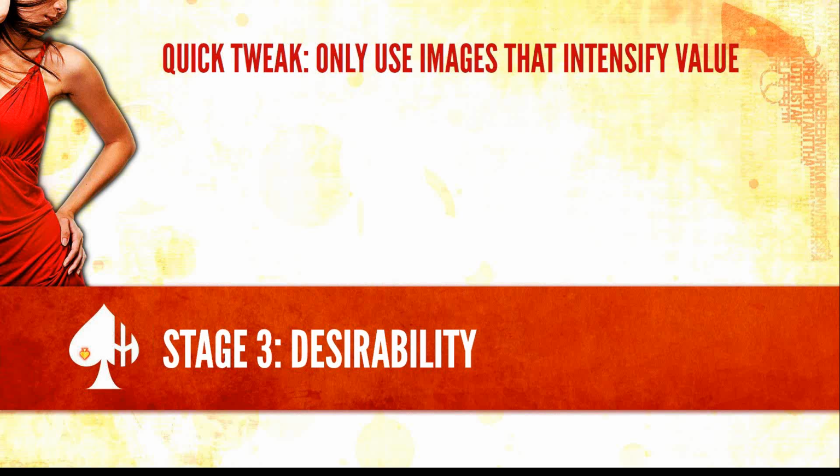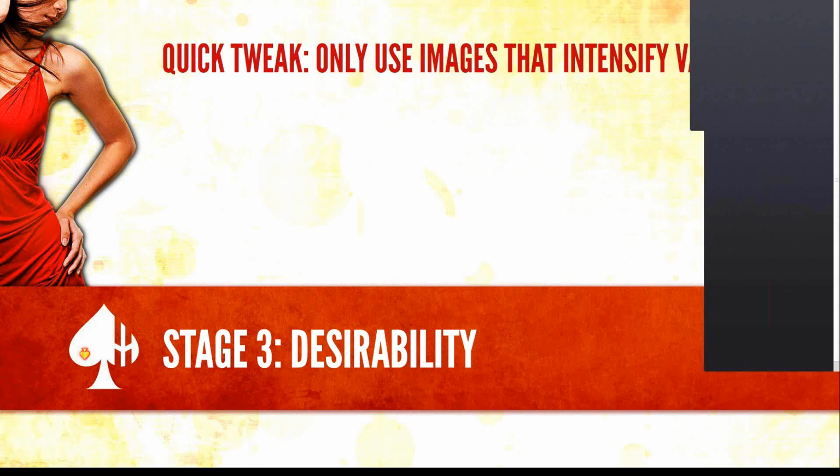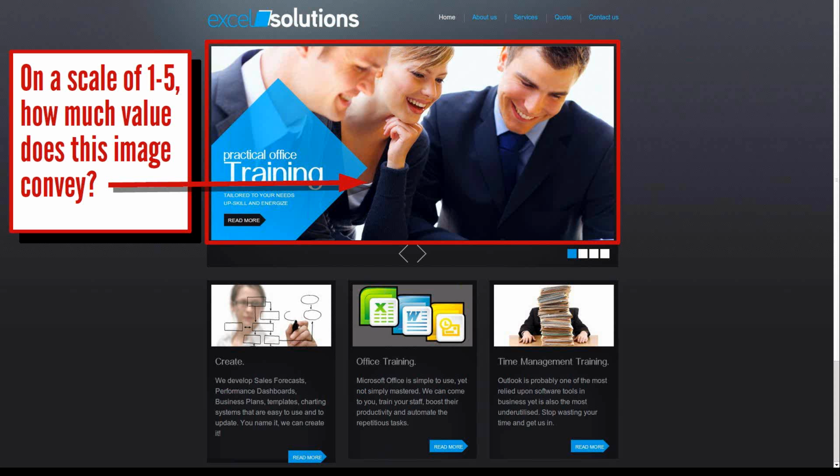So there is a quick tweak that you can use in terms of increasing value, intensifying value, and that is using images that intensify value, and only images that intensify value. So let me ask you a quick question, and I would love for you to type into the comment box and let us know what your answer is. On a scale of 1 to 5, how much value do you think this image conveys? I'll just give you a second to type in what you think.